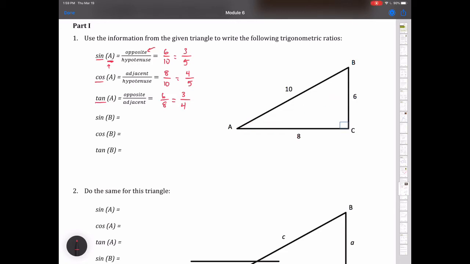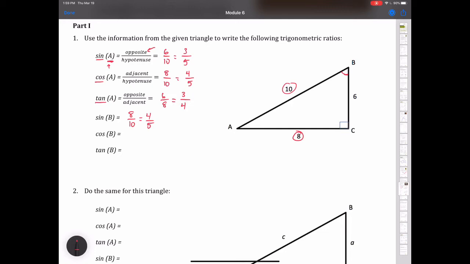Hopefully you've had an opportunity to go ahead and look at those ratios in reference to angle B. So I'm going to do them with you really quickly as well and kind of explain. So sine of angle B is going to be the opposite side over the hypotenuse. So it will be 8 over 10 or reduced to 4/5.